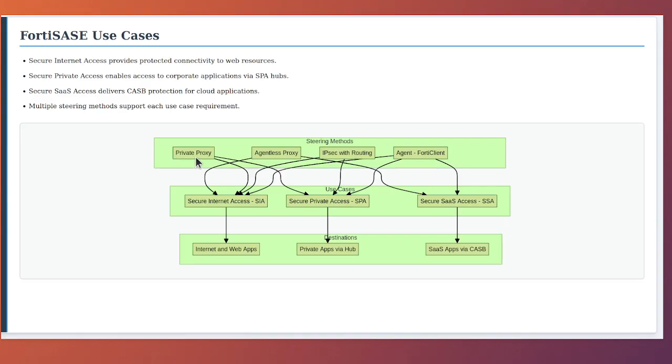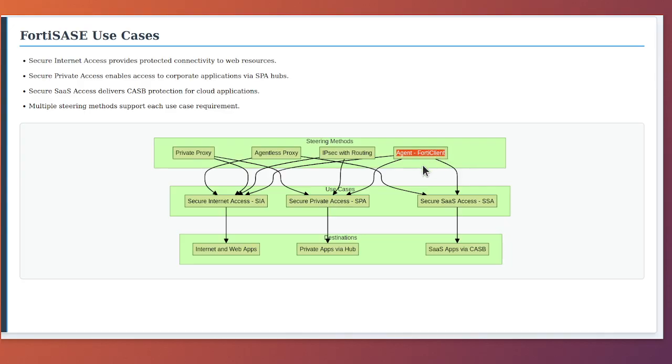Secure Internet Access, abbreviated as SIA, provides secure access to Internet and web-based applications. This use case can be implemented using multiple steering methods. The agent method using FortiClient provides the most comprehensive protection with an always-on tunnel.